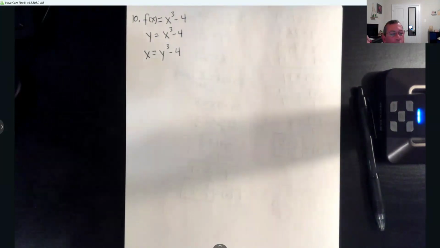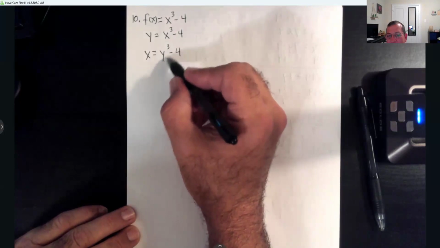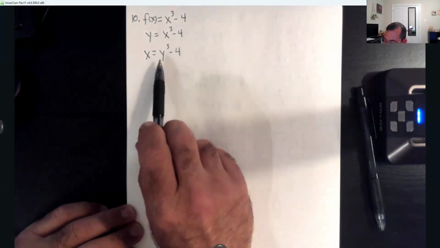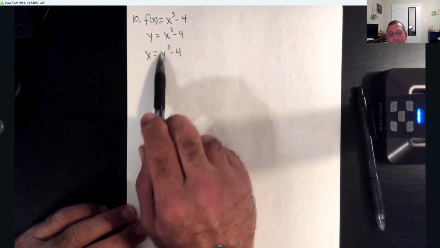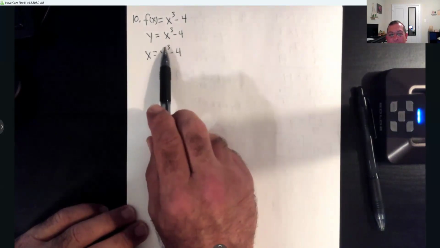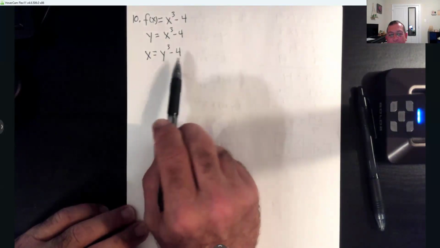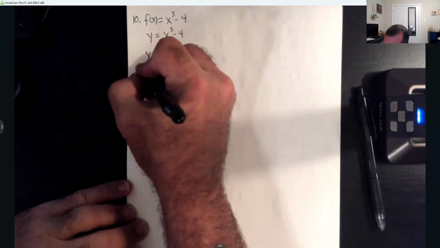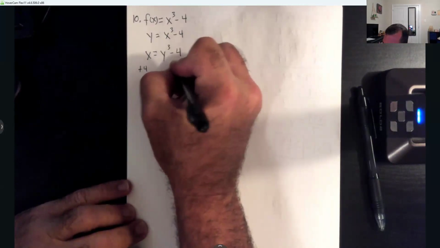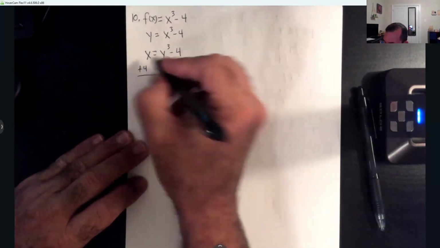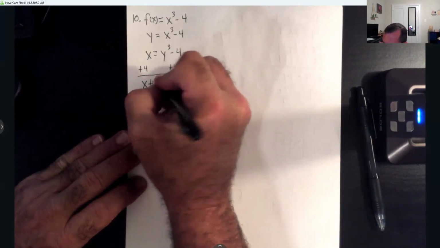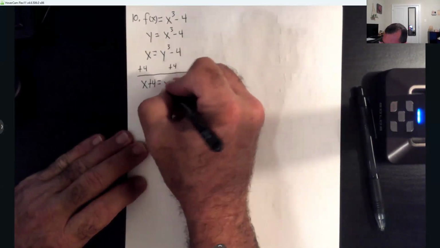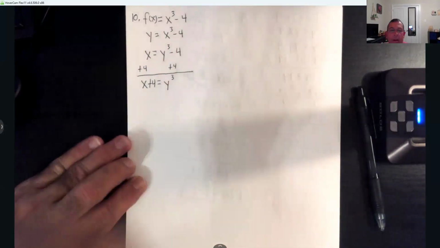So y'all, if you notice, we're doing the same thing every time. The only difference on these problems is actually solving it for the y. So you got a y cubed here. What we want to do is get this y cubed all by itself. So we're going to add 4 to both sides. So I get an x plus 4 over here. That's going to equal my y to the third.